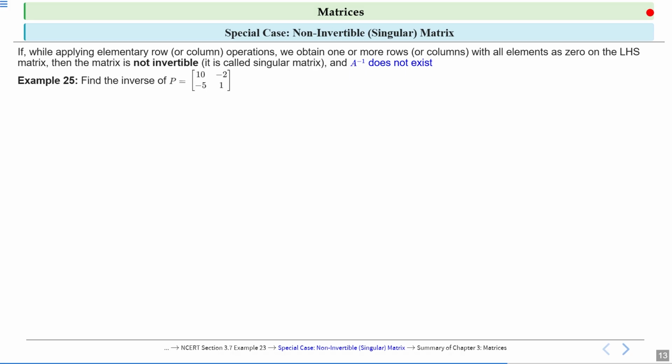Okay. Example 25. Find the inverse of matrix P, which is [10, -2; -5, 1]. Let's see the solution part.